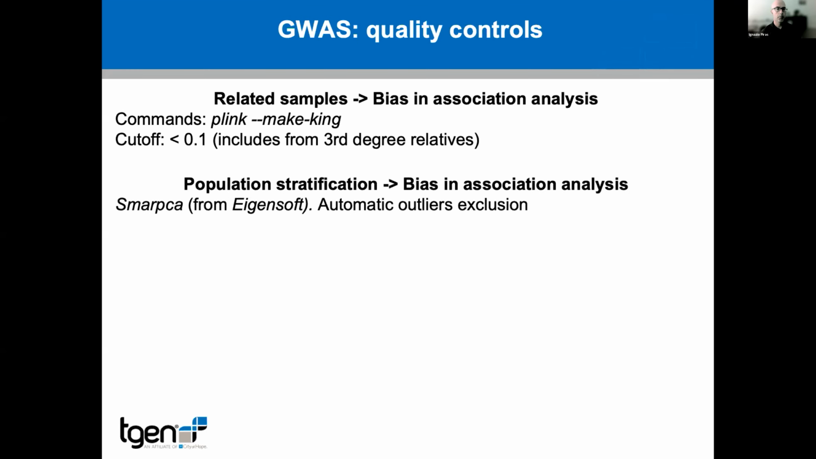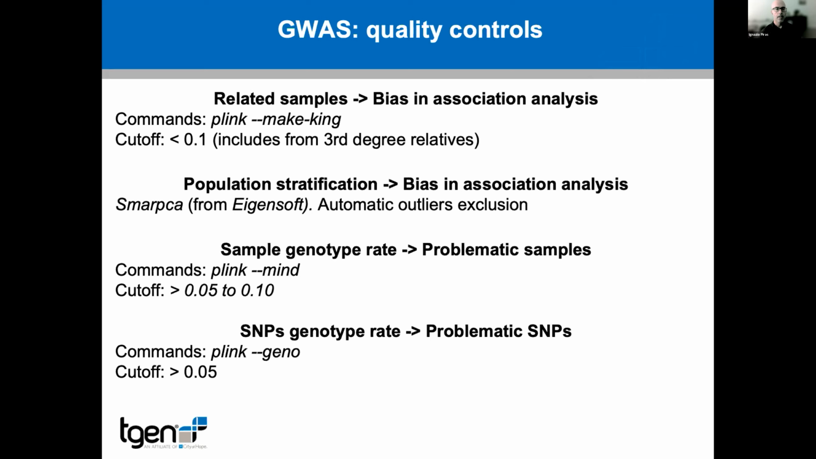And we need to account for population stratification. This is also a source of bias in the results. For this analysis, we can run a PCA, a principal component analysis, and I recommend using the SmartPCA software from EIGENSOFT, which has a nice and quick workflow to exclude the outliers in an automatic way without too many steps. We also need to remove problematic samples or problematic SNPs, for example a sample with a low genotype rate or a SNP with a low genotype rate.